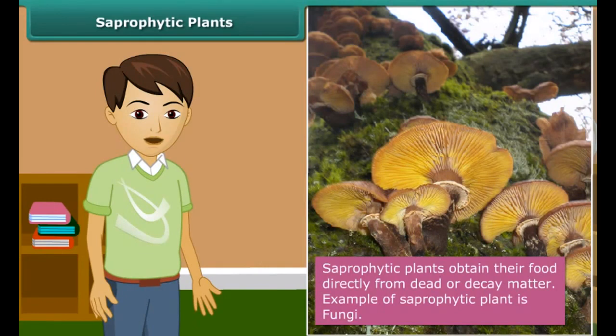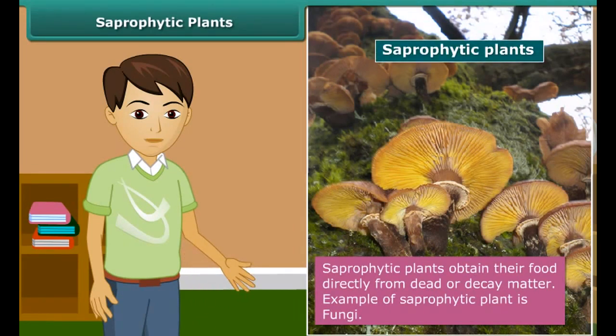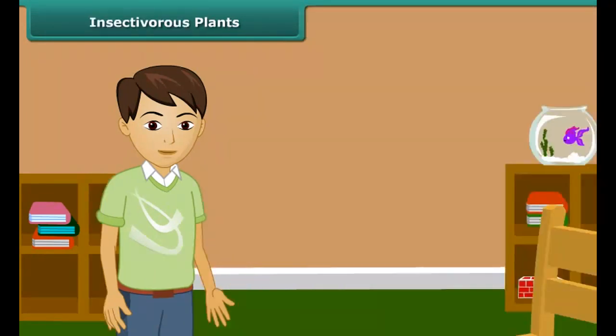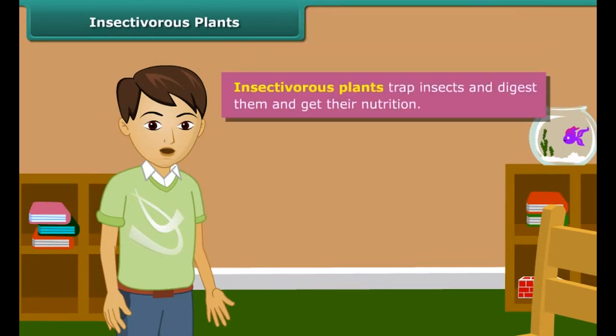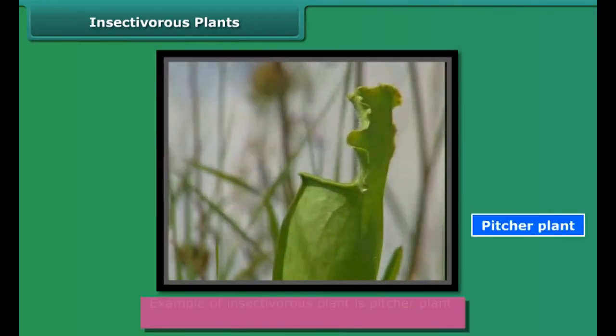To get their nutrients from dead and decaying matter, they secrete digestive juice and convert it into a solution. This mode of nutrition, in which organisms take in nutrients in solution from dead and decaying matter, is called saprotrophic nutrition, and organisms which use this kind of mode of nutrition are called saprotrophs. Thus, we can say that fungi are saprotrophs.